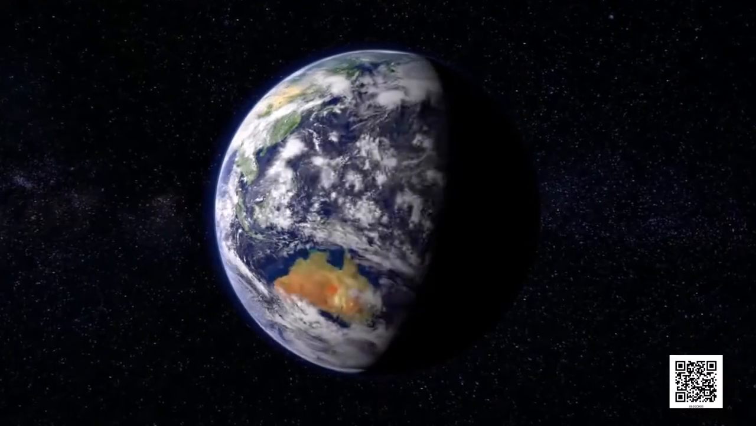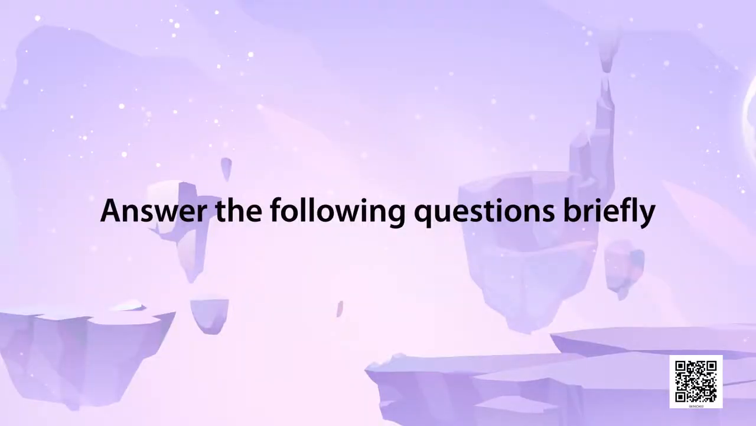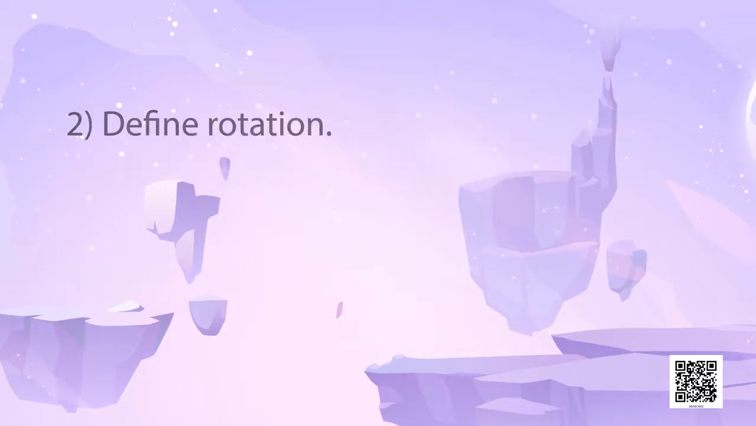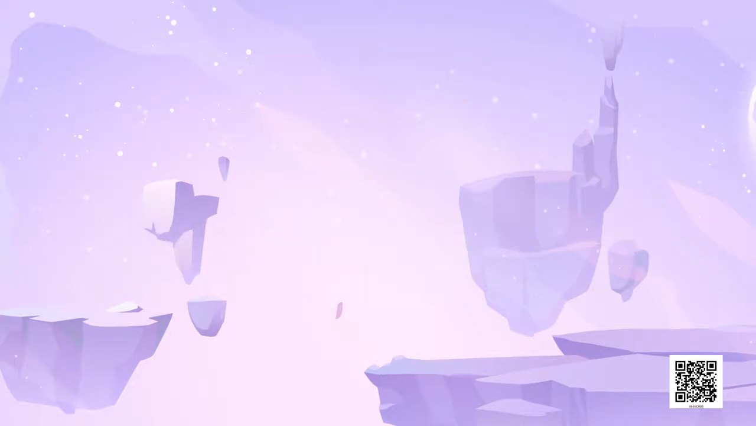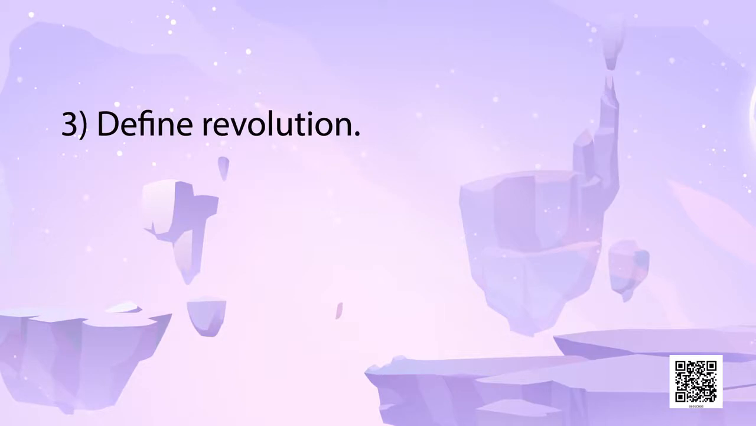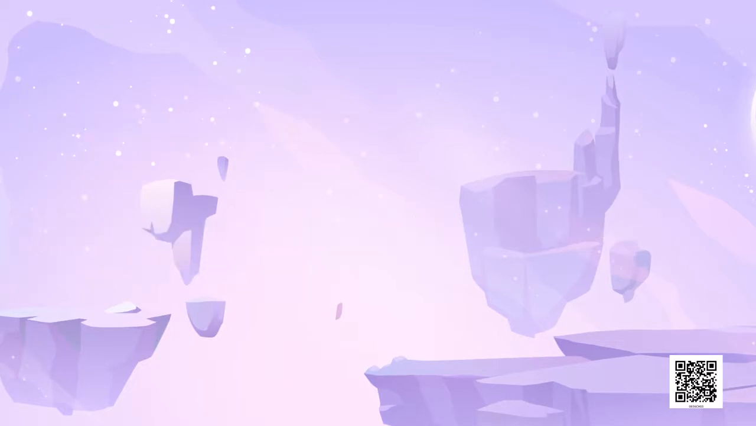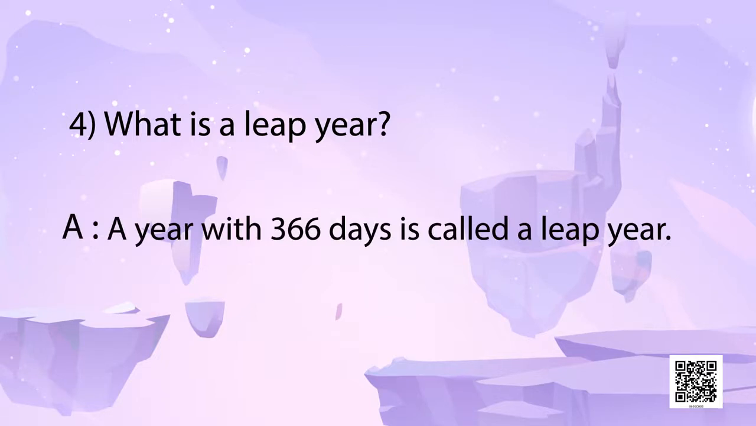Students, let's do the exercise of this chapter to check what we have learned so far. Answer the following questions briefly. Question number 1. What is the angle of inclination of the Earth's axis with its orbital plane? Answer is 66.5 degrees. Question number 2. Define rotation. Answer: the daily motion of the earth on its axis is known as rotation. Question number 3. Define revolution. The answer is: motion of the earth around the sun in its orbit is called revolution. Question number 4. What is a leap year? Answer: a year with 366 days is called a leap year.